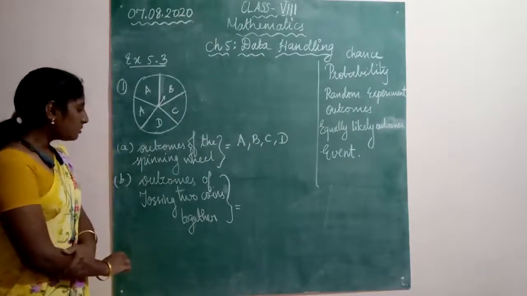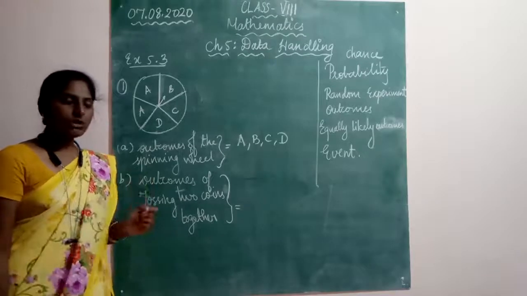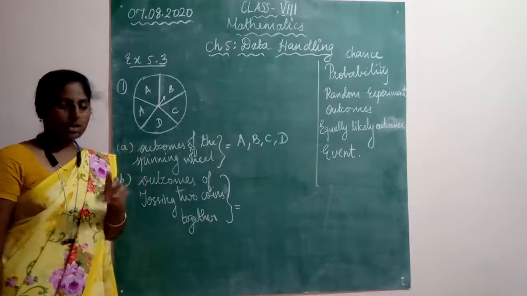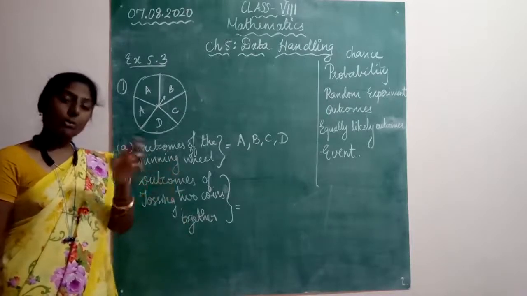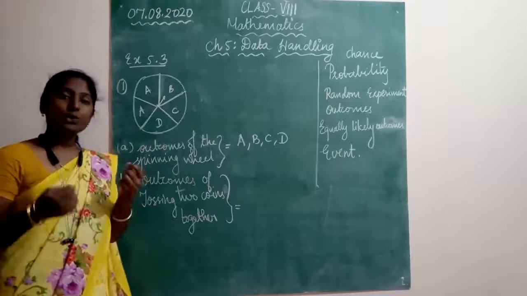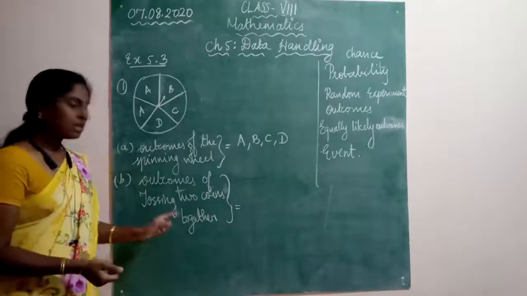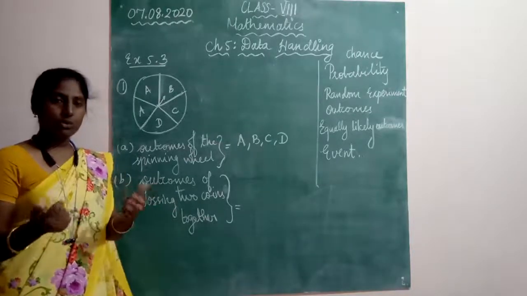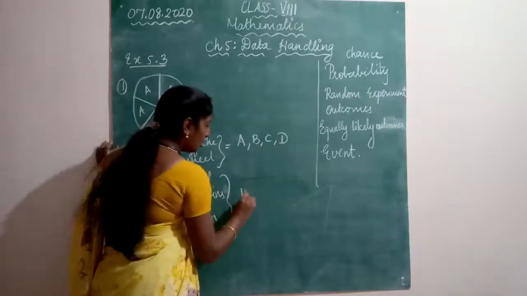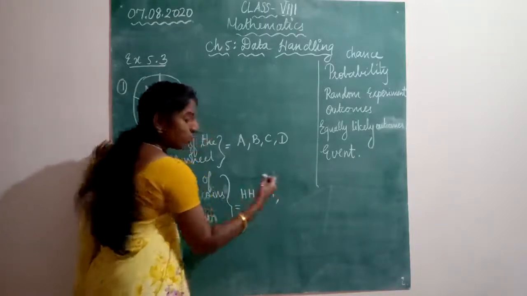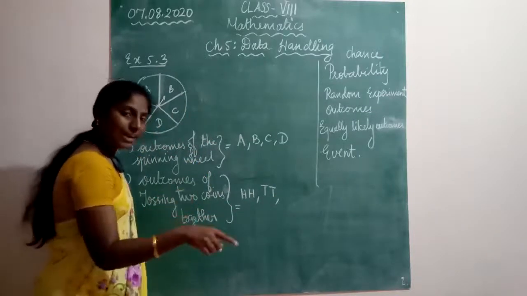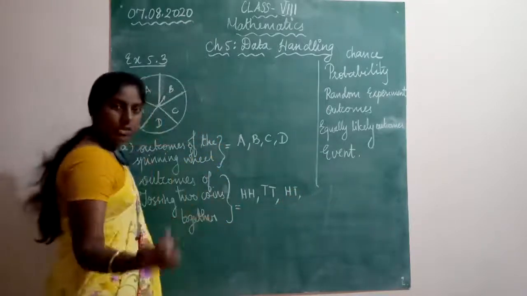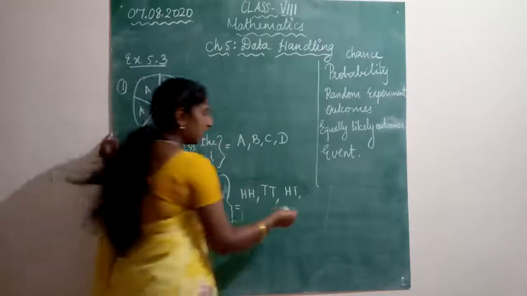Then it is the outcomes of tossing 2 coins together. When you toss 1 coin, you will get either head or tail. You cannot get both at the same time. So for 1 coin it is head, tail, and for 1 more coin it is head, tail. But if you toss both coins together, you can get head and head, or tail and tail, or head on one coin and tail on the other, or tail on the first coin and head on the second.